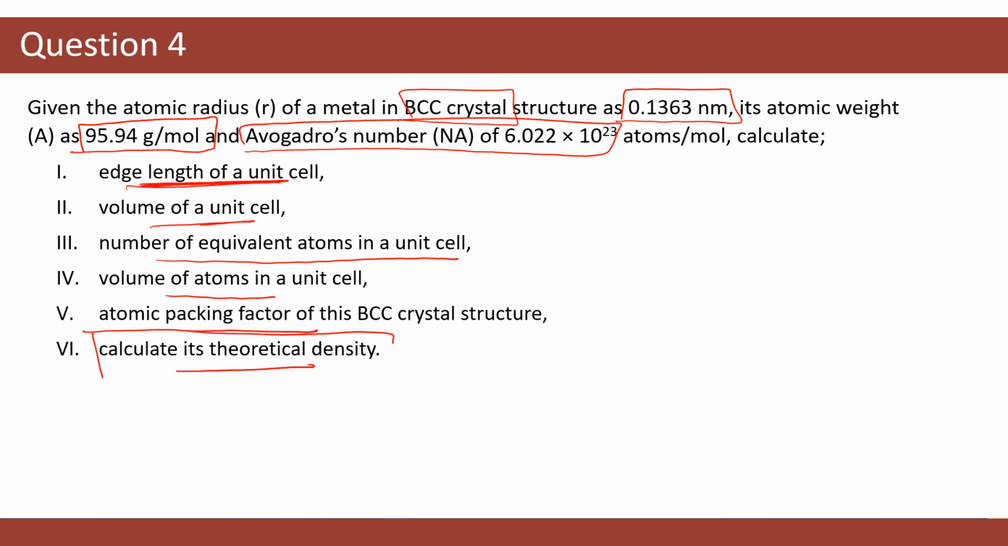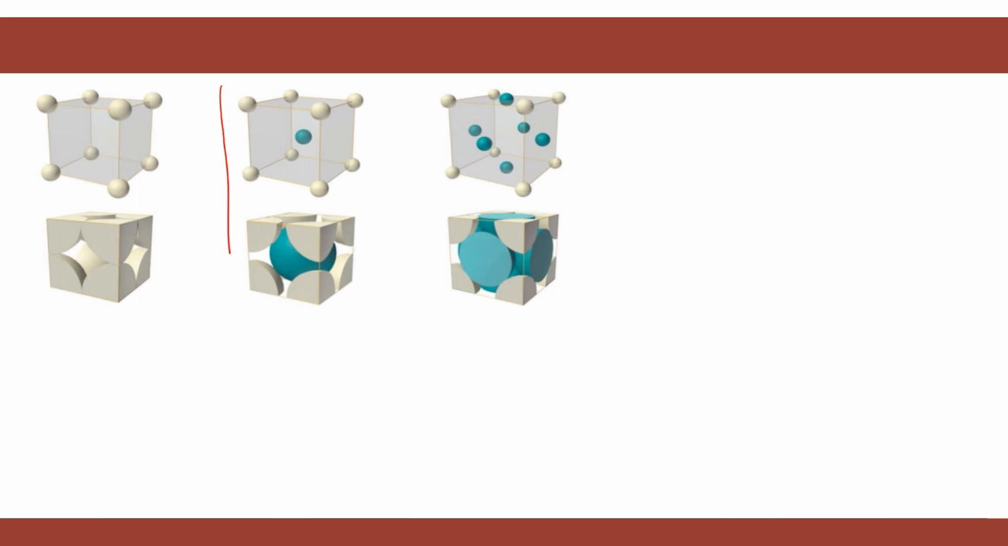I will show you the equation for this, but all of these we already discussed at the very beginning of the tutorial, didn't we? So how do we do this? So BCC is this. So edge length A. What is the relationship with R? During the lecture we found the relationship between A and R. How did we do that? Do you remember?